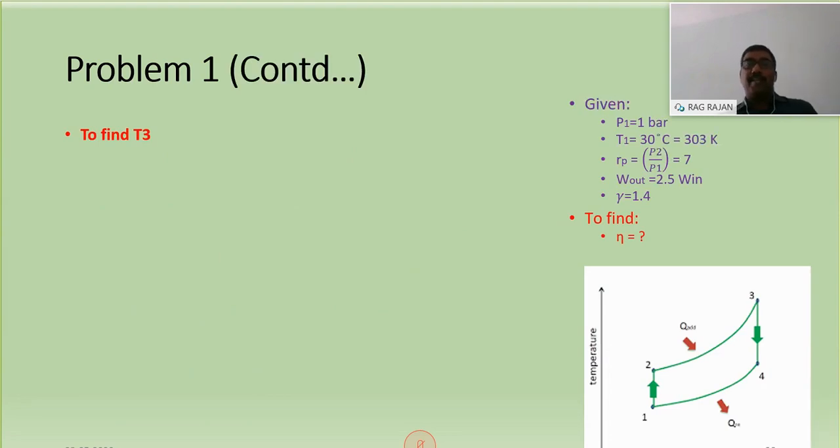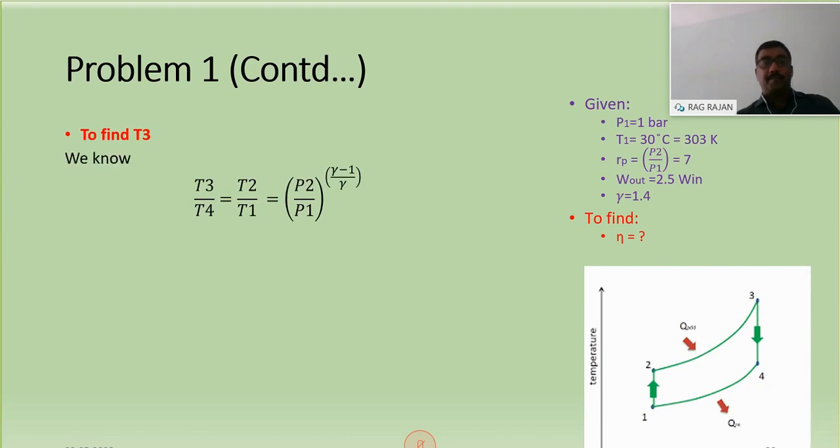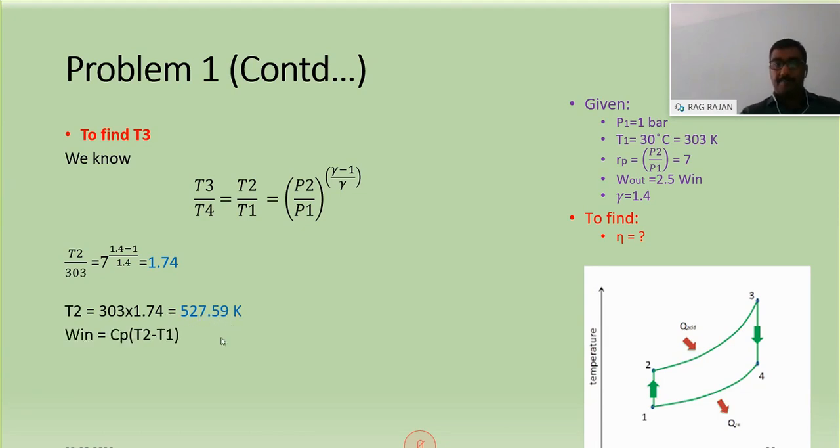First, we will start with how to find out T3. To find out T3, we know the relation. Already we have considered this relation in the derivation. That is T3 by T4 is equal to T2 by T1 is equal to (P2 by P1) the whole raised to (gamma minus 1) by gamma. Here the first part we can avoid because we don't know T3 or T4. But here T2 is not given, but T1 is given. We know the value of gamma, and the pressure ratio is 7. So P2 by P1 is 7. Based on this, you will get T2. T2 is equal to 527.59 Kelvin.